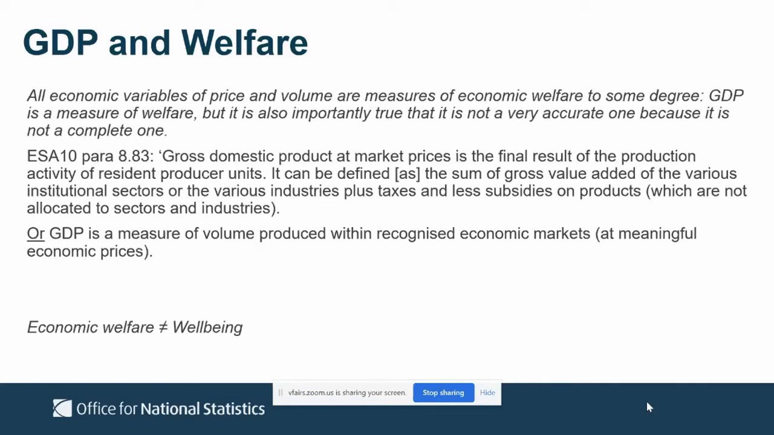GDP is focused, I've given you a quote there from ESA 10, I could have quoted the SNA, but effectively GDP is a measure of the volume of output produced within recognized economic markets, basically at meaningful economic prices, or with some proxies in there. And clearly that is not all-inclusive. I'm going to take you through some more detail around why it's not all-inclusive in a moment.